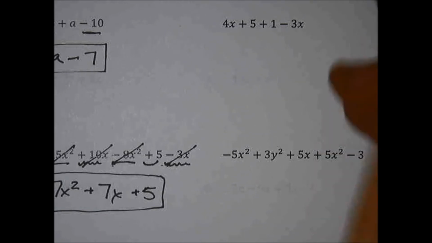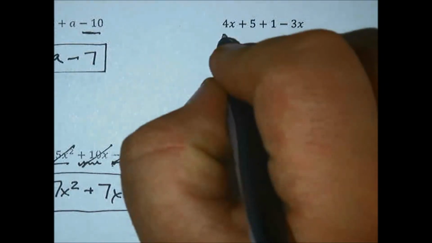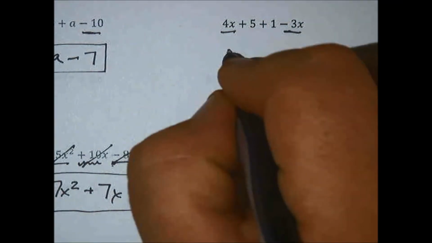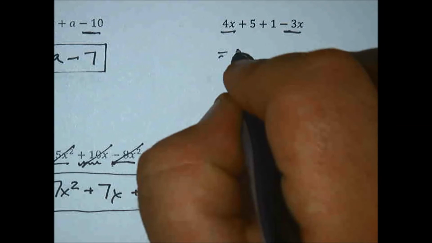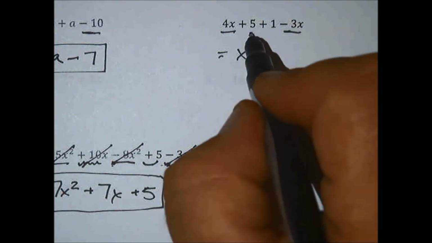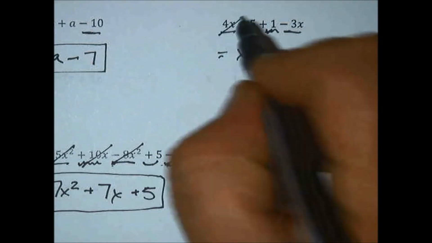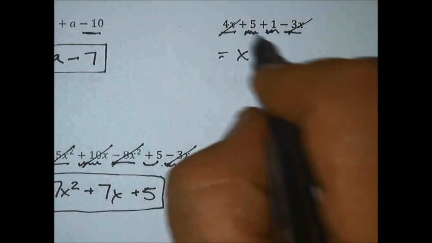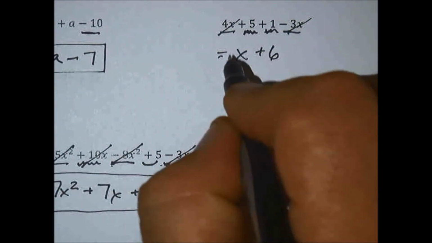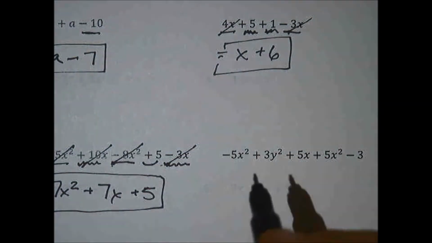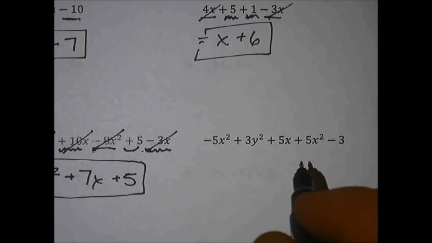All right, here we go. We're back. Now, like terms, 4x, negative 3x. 4 minus 3 is 1. 5 and 1. Well, use a different symbol. And yeah, we can cross those off too. 5 and 1 is 6.